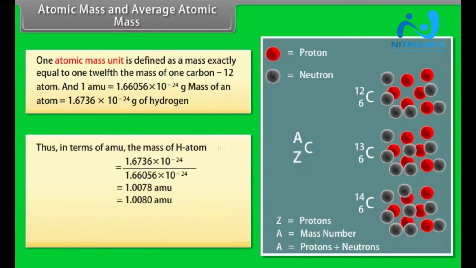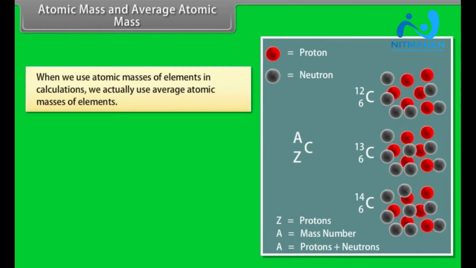Thus, in terms of AMU, the mass of H atom is equal to 1.6736 × 10^-24 upon 1.66056 × 10^-24, which is equal to 1.0078 AMU, which equals 1.0080 AMU. Similarly, the mass of oxygen-16 atom would be 15.995 AMU. When we use atomic masses of elements in calculations, we actually use average atomic masses of elements.